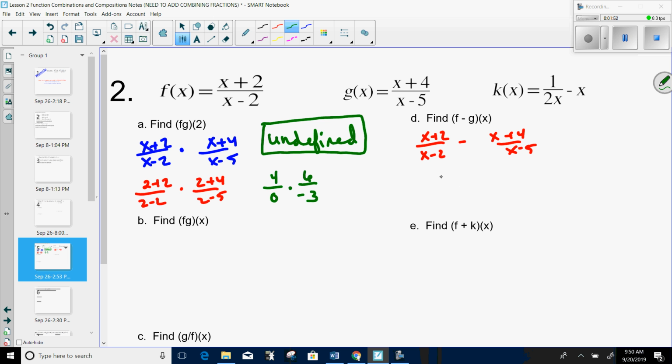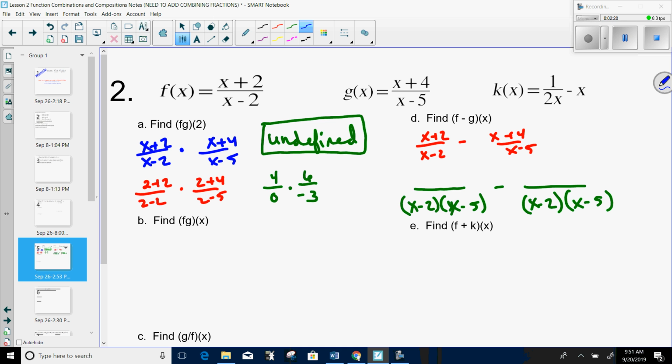So you have to figure out what your new denominator looks like. The easiest way to do that is first to factor if the denominators are factorable, which these are not. And then you just multiply your denominators together, x minus 2 and x minus 5. That means my new denominator is going to be x minus 2 times x minus 5. Then I rewrite my 2 fractions with my new denominator, like I did here.